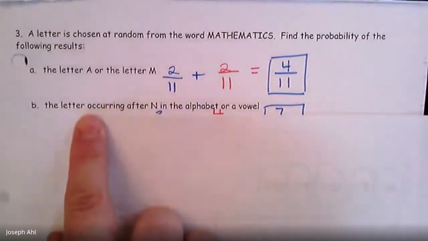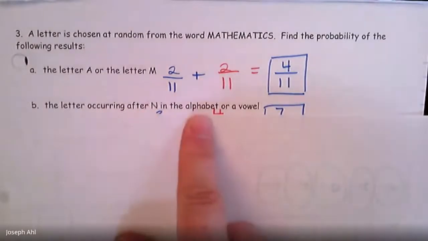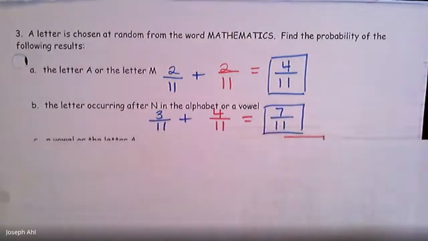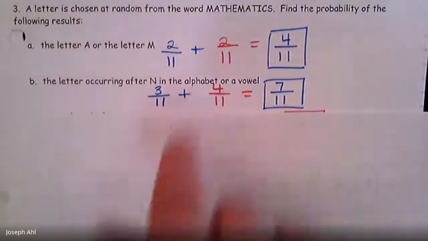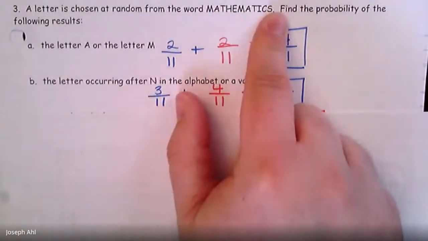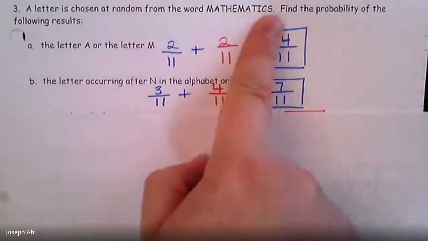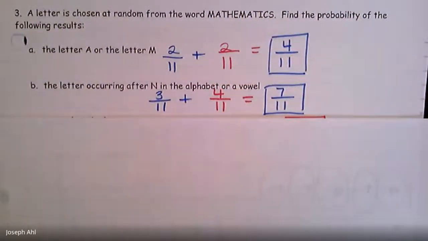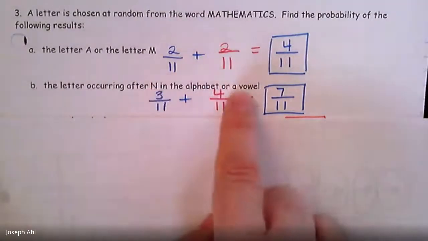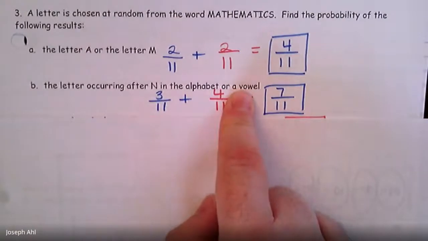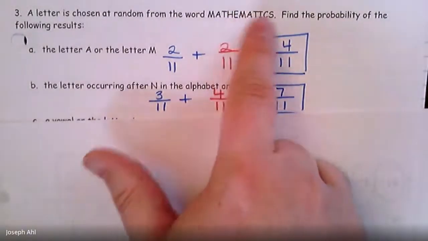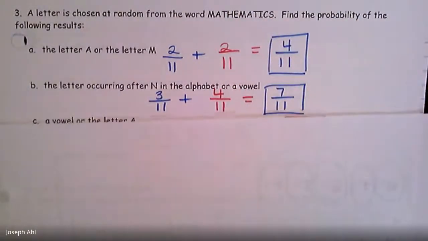Probably that you get the letter occurring after N or a vowel. So there are 3 letters in here that are after the letter N, the 2 letter T's and the letter S. And then the vowels would be the A's, the E, and the I. So there's 4 of those for a total of 7 out of 11. No overlap there. What would have been overlap would be the letter O and the letter U, because those are after that letter N, and they're also vowels. However, this word does not have those letters, so that's why there's no intersection there.